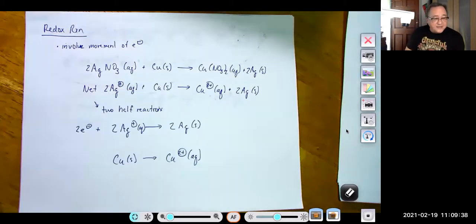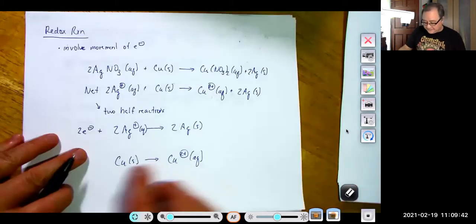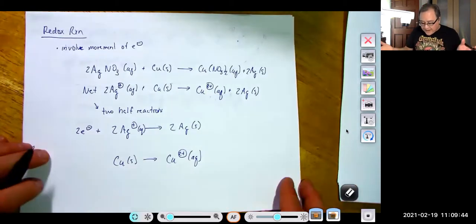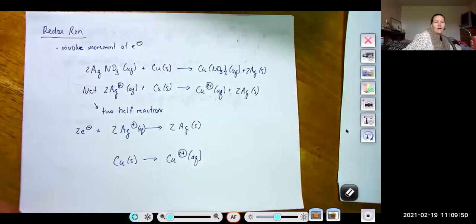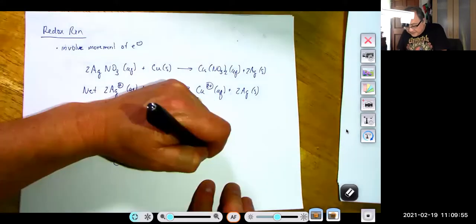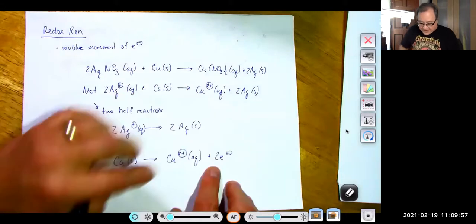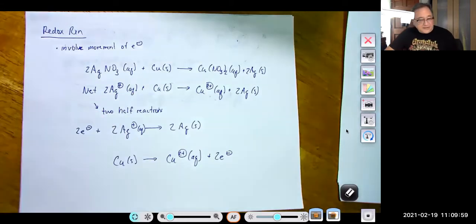Can you see that we have a neutral atom turning into a cation? Where do we add electrons to this to make it work? To the left or to the right? To the right, because that way this will end up being neutral like that. Now, that's the way you figure out where to put the electrons.